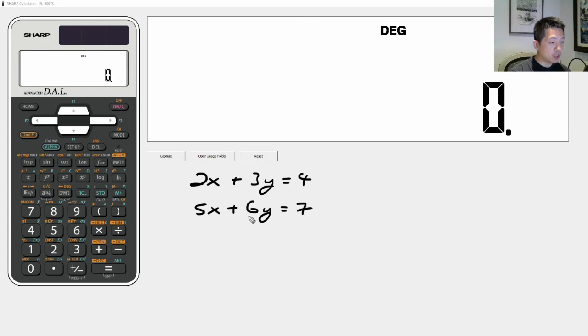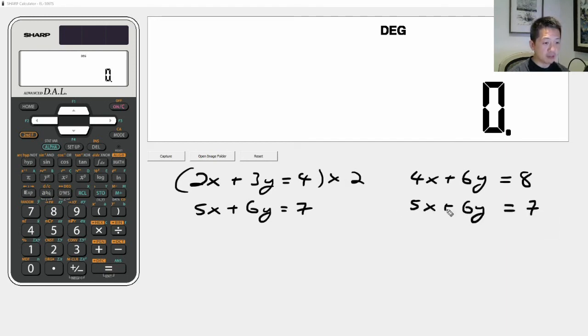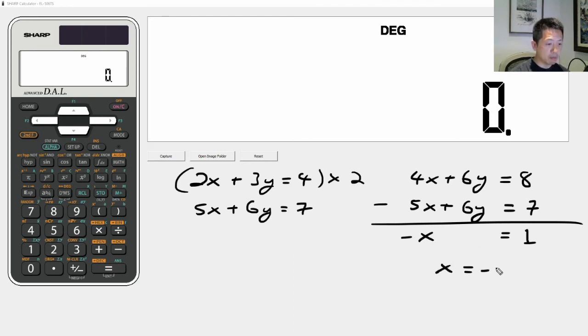So let's say I want to cancel out the y, so I'll multiply the first equation with 2, right? So what I get here is going to be 4x plus 6y equals to 8. So I'm multiplying everything by 2, and the second equation is 5x, I'll just recopy that. So now I have the 6y to be the same thing. So all I need to do is I subtract this whole equation. So 4x minus 5x, which is minus x, and 6y minus 6y is going to be 0y, and 8 minus 7 is going to be 1. Okay, so x is going to be minus 1.